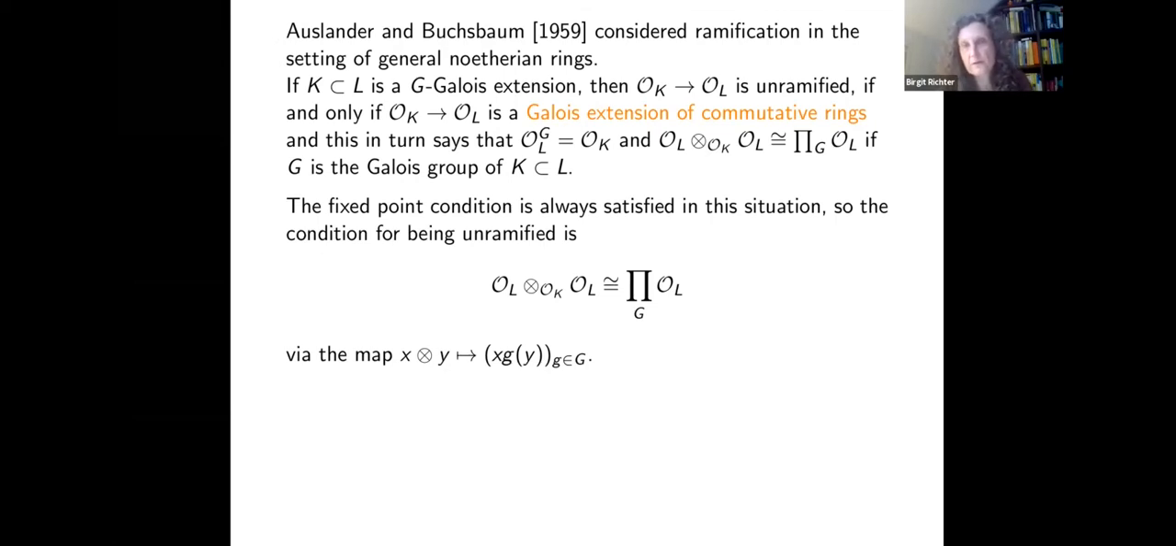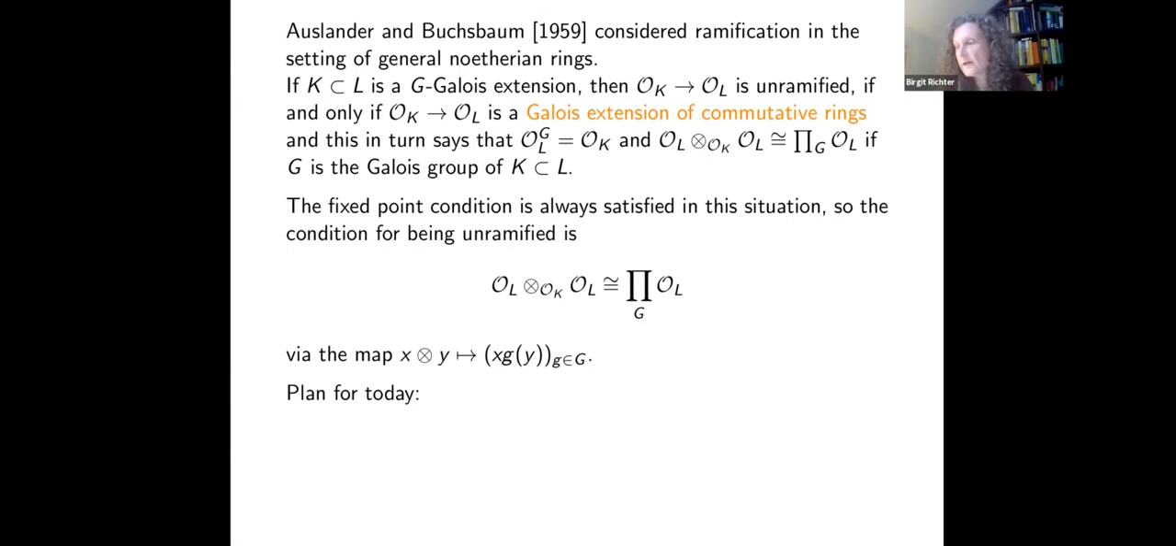So you just send two elements x tensor y to their product, but first you twist the second variable with a G action. And in the case of the Gaussian integers, this map is not surjective. You're off by a factor of 2. So if you have a Galois extension of commutative rings, this is unramified, and this second condition is really described by that map. And then you have an analog of Dedekind's lemma. You can do all the things you're used to from classical Galois extensions of fields.